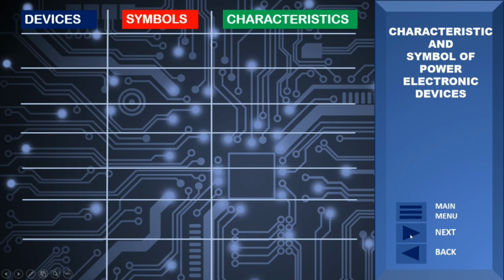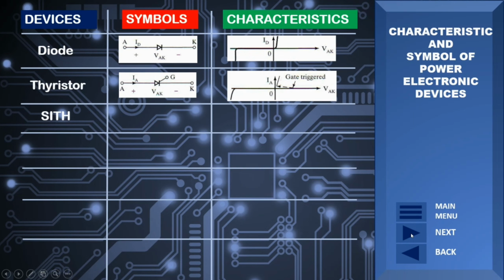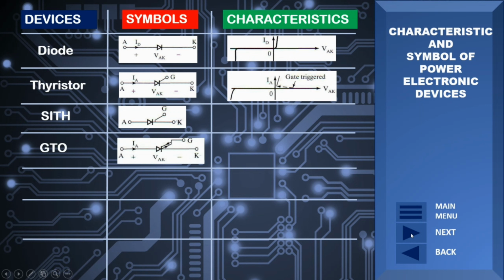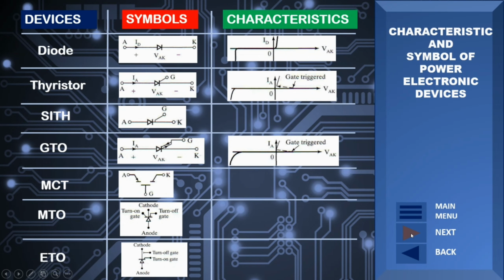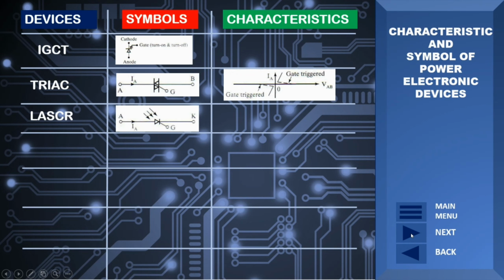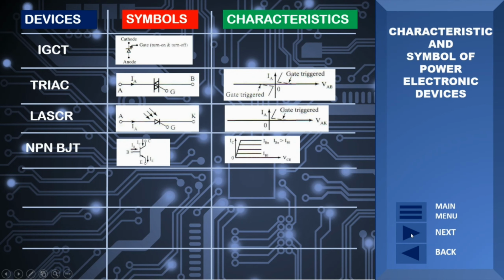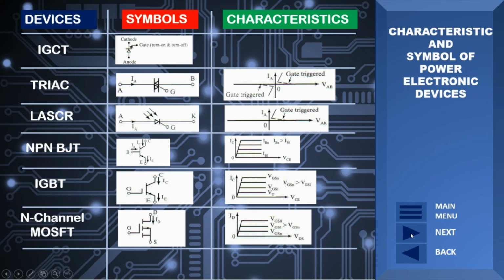Here are the different power electronic devices with their symbols and characteristics. For diode, thyristor is ITH, GTO, MCT, MTO, ETO, IGCT, triac, LASCR, NPN-BJT, IGBT, N-channel MOSFET, and SIT.